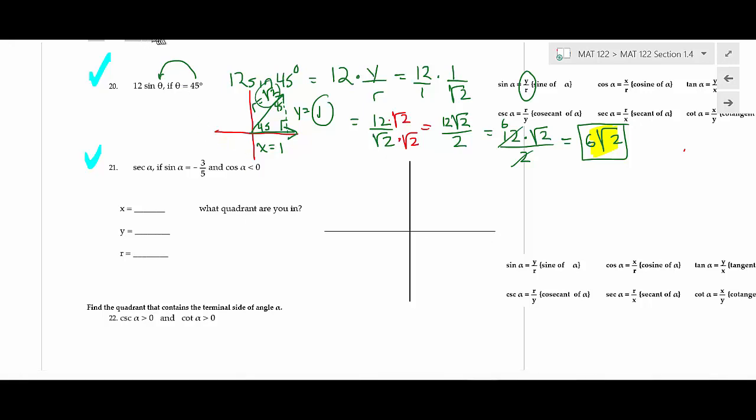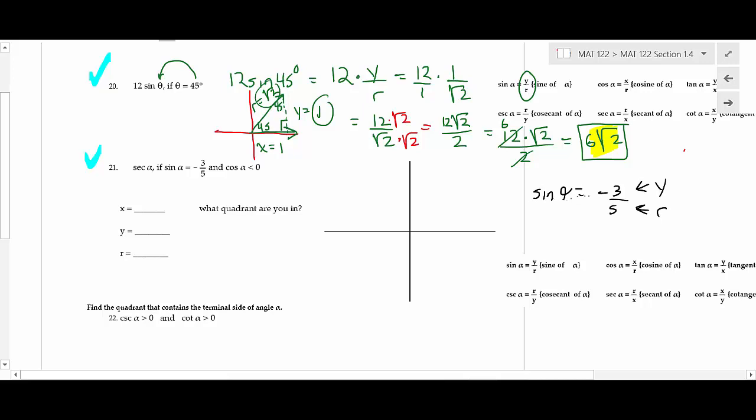Okay, and see, you were given two conditions. You were given the sine of alpha is negative 3/5. And see what the deal is, the sine is y over r. Something's screwing up here. Let me write that again. So we have the sine of alpha is negative 3/5. Okay, the sine's y over r.